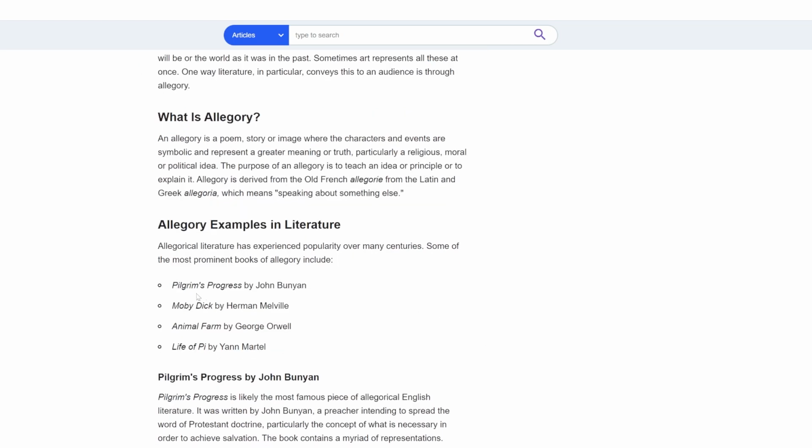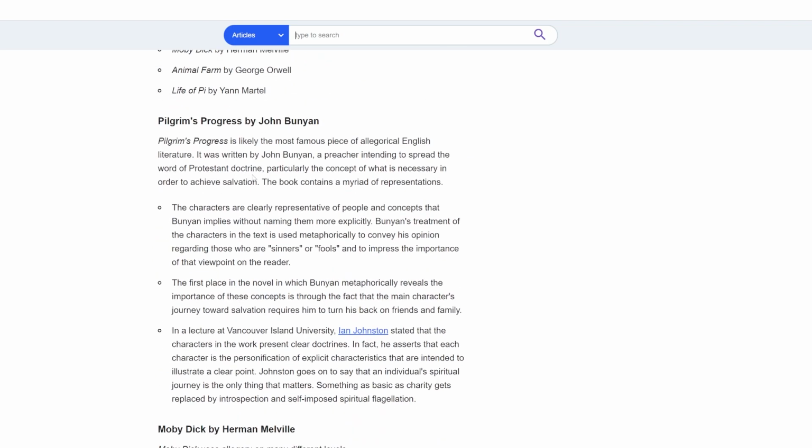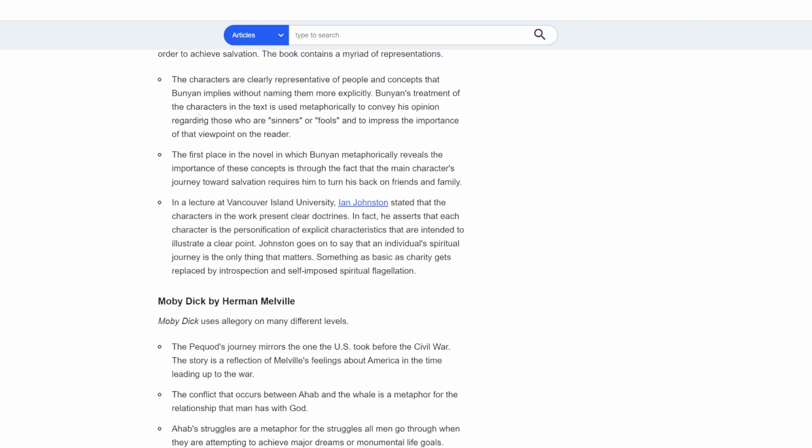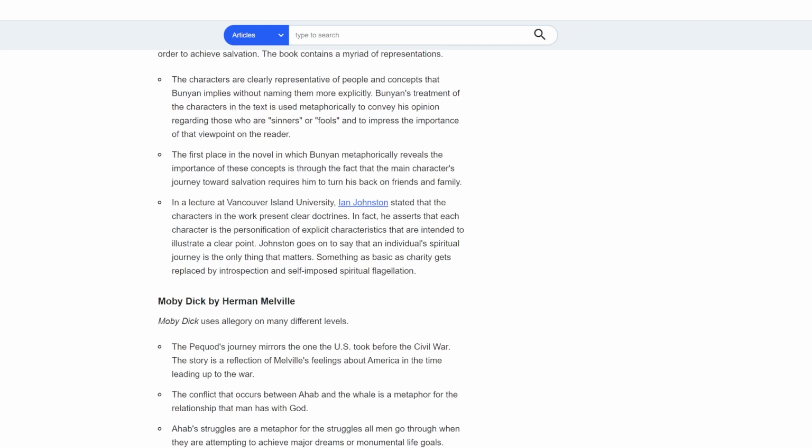Here they give four examples: Pilgrim's Progress, Moby Dick, Animal Farm, and Life of Pi. Each one has different purposes and different goals about what they're trying to do. For instance, Pilgrim's Progress is more about the life of a Christian from a Protestant perspective. Characters are clearly representative of people and concepts that Bunyan implies without naming them more explicitly. Bunyan's treatment of characters in the text is used metaphorically to convey his opinion regarding those who are sinners and fools and to express the importance of the viewpoint to the reader.